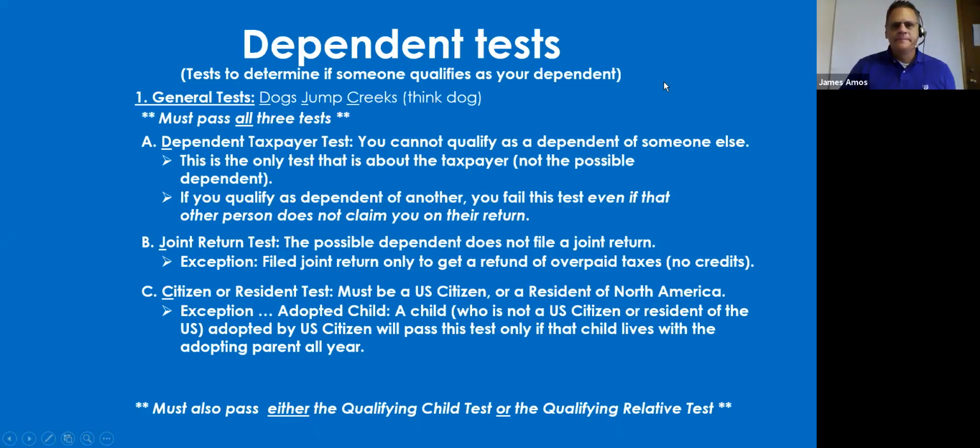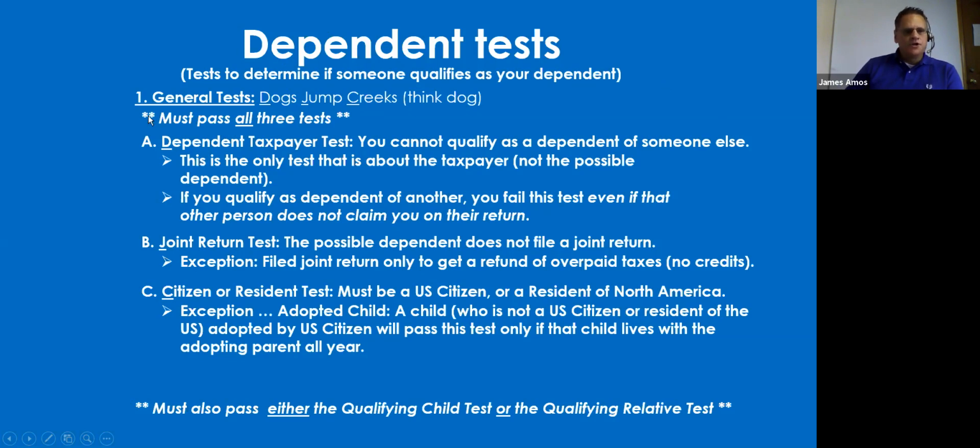All right. So the last thing I want to point out about this is you must pass all three of the general tests. If you fail any of these general tests, then you do not get to claim that person as a dependent on your return.